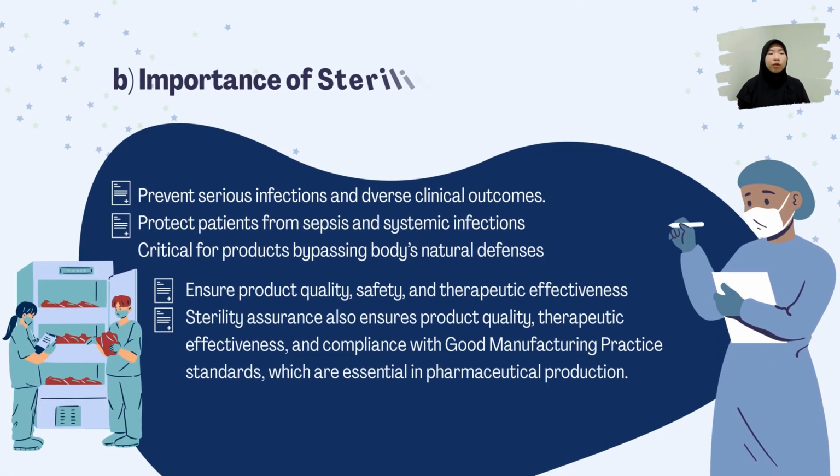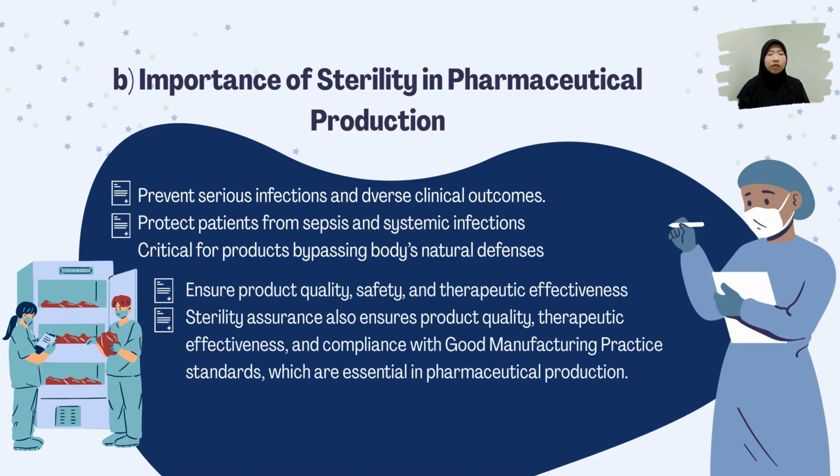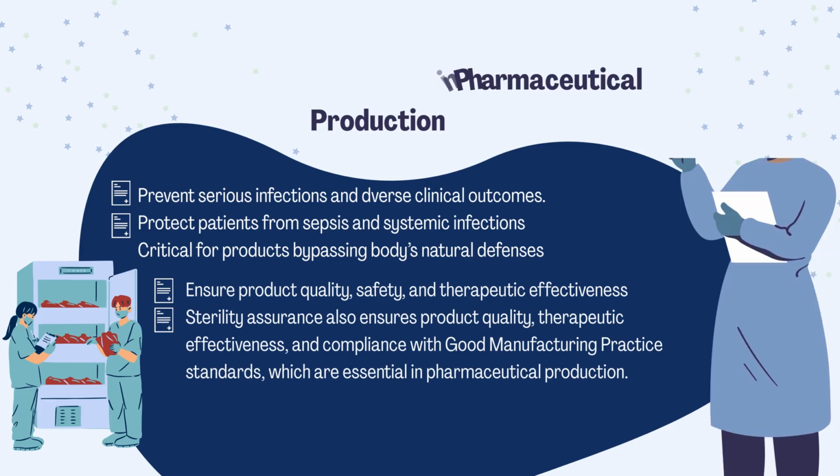Next slide is the importance of sterility in pharmaceutical production. Maintaining sterility in pharmaceutical production is crucial to prevent serious infection and adverse clinical outcomes. Contaminated sterile products can cause life-threatening conditions such as sepsis, endophthalmitis, or systemic infection. So, sterility assurance also ensures product quality, therapeutic effectiveness, and compliance with GMP, good manufacturing practice standards, which are essential in pharmaceutical production.